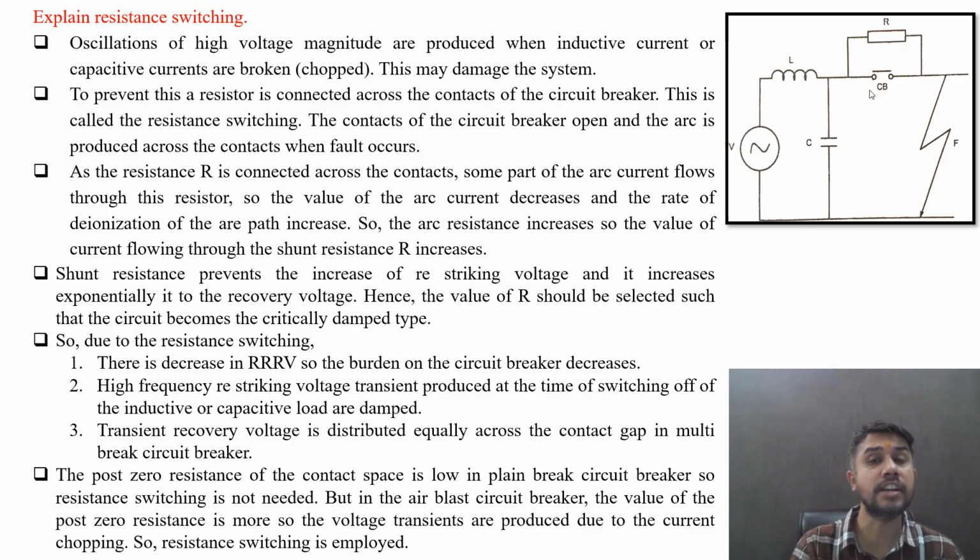So the voltage transients are produced due to the current chopping, and hence the resistance switching is employed for the air blast type circuit breaker. So this is how the resistance switching in circuit breaker can be understood.